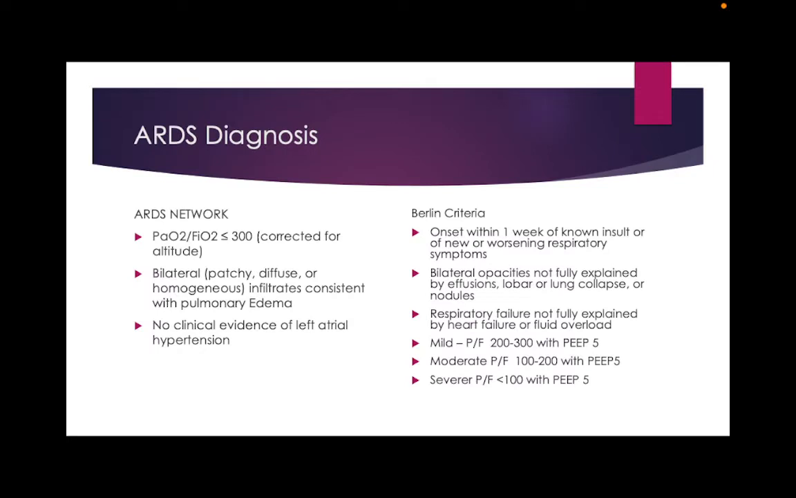ARDS stands for acute respiratory distress syndrome. Acute, right? It's got to be soon. Again, the x-ray, not explained by something else. Respiratory failure, not explained by a bad heart. So it's very similar, but then they break it into mild, moderate, and severe, including PEEP. So if your PF ratio is 200 to 300 with a PEEP of 5, 100 to 200 would be moderate, and severe would be less than 100. So if this guy's on a vent, would he be mild, moderate, or severe ARDS? Severe, based on the math we just did, okay?